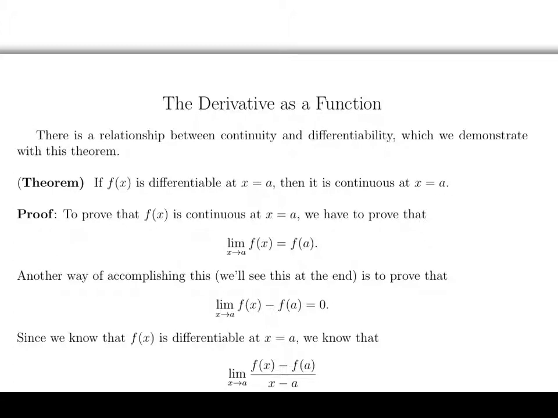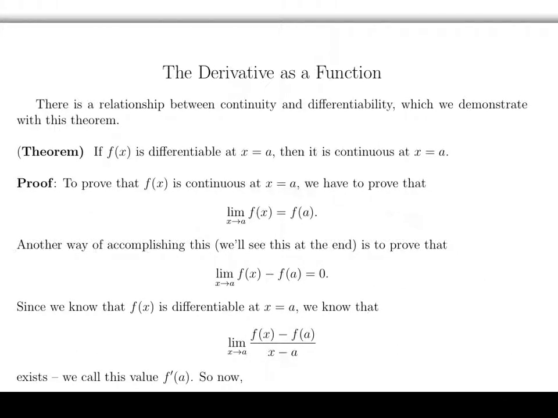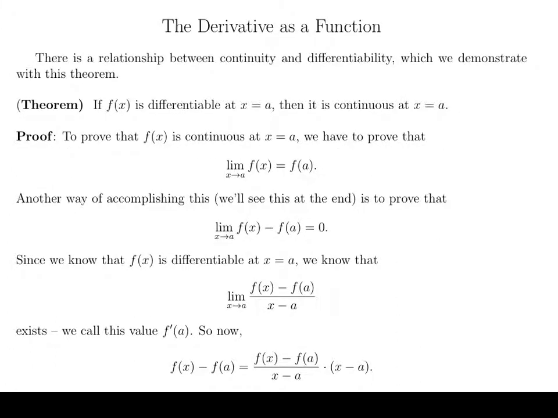Now we're given that f of x is differentiable at x equals a, so what we know is that this limit exists, and we can call the value of that limit f prime of a. So let's do a little bit of algebraic manipulation. We can take the expression f of x minus f of a and rewrite it as this product. You can think about going in reverse, and you can cancel those x minus a's. Now this product is only valid when x is not equal to a, but that's okay because we're going to take a limit and we don't care what happens at x equals a.